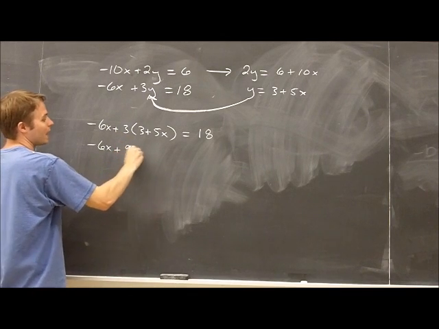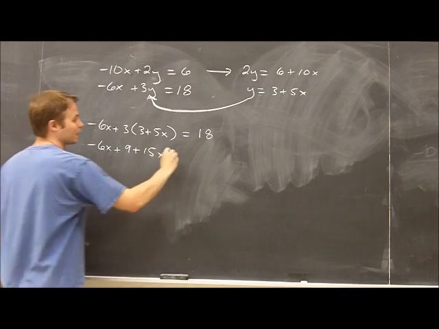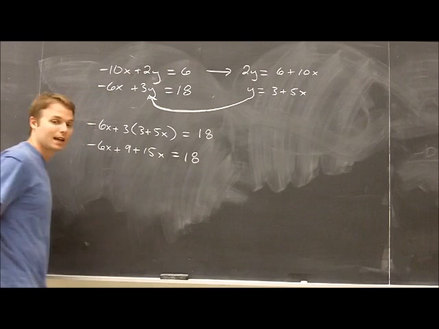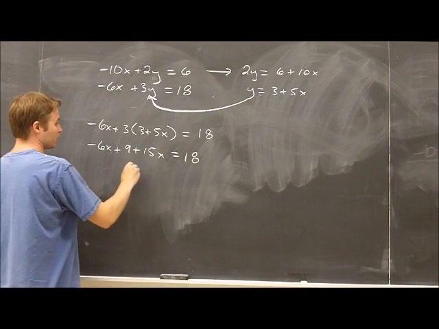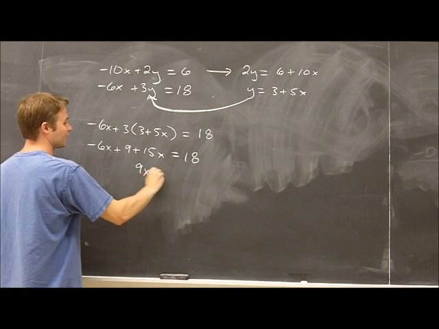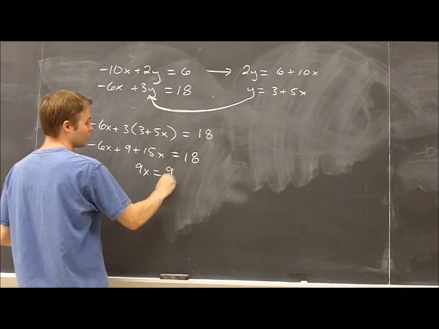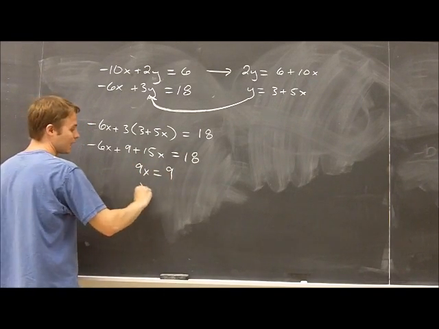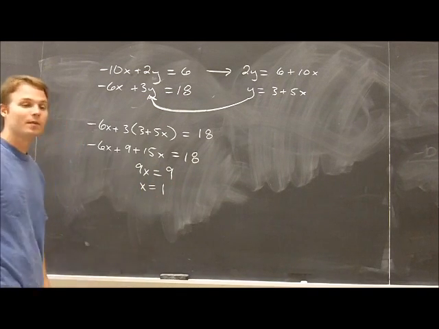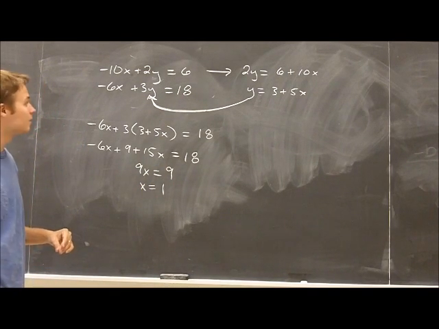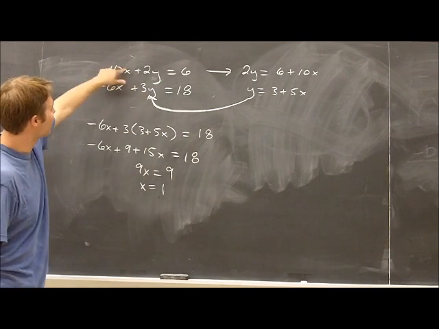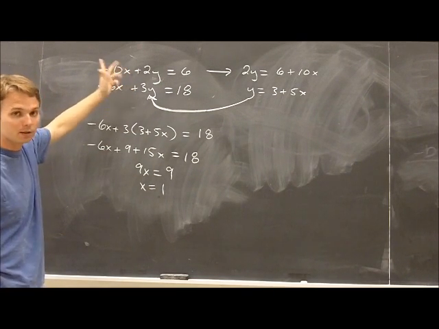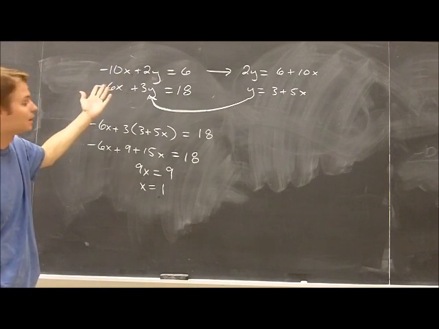Distribute out the 3, this will be 9 plus 15x is equal to 18. Negative 6 plus 15 is going to be 9, so this is 9x. 18 minus 9 is also 9. So 9x equals 9, that means that x is equal to 1. So that gets me the solution for my x value. Now to solve for the y value, plug x equals 1 back into either one of these equations. It doesn't matter which one, whatever is the easiest.